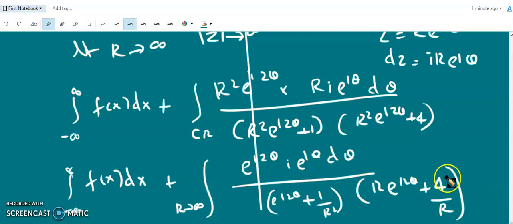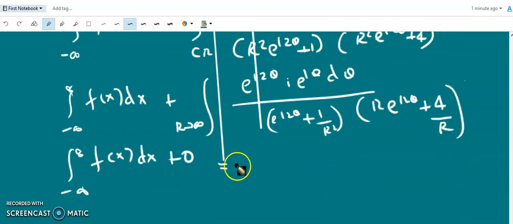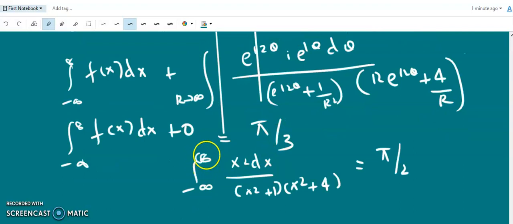So as r tends to infinity, this term becomes 0 and this term becomes 0, but this term becomes infinite. So the product will be infinite, and 1 over infinity will be 0. This is equal to, as we have already found, pi by 3. So since this is 0, the integral from minus infinity to plus infinity of f of x, that is the integral of x square dx by (x square plus 1) into (x square plus 4), is pi by 3. So this is the answer.